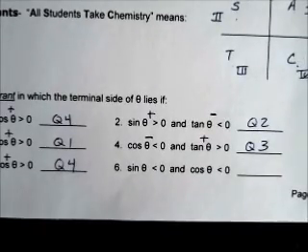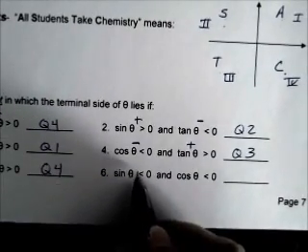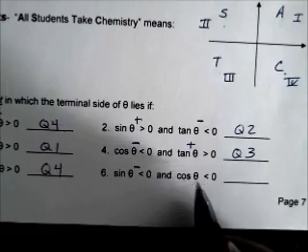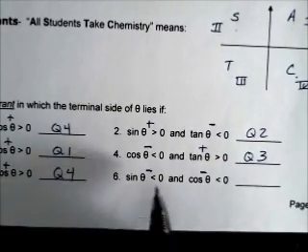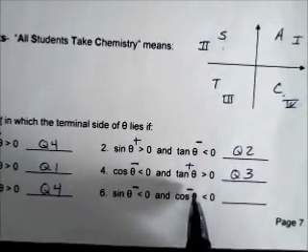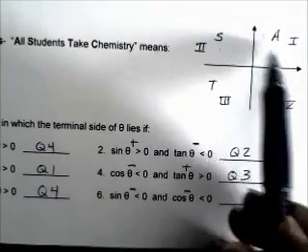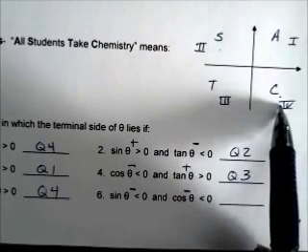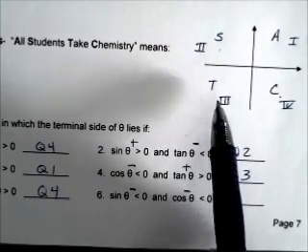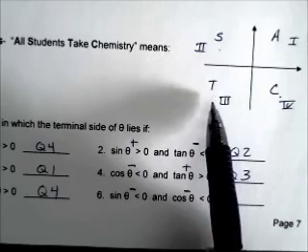And number 6, sine theta is less than 0, sine's negative, and cosine is also less than 0, cosine's negative. So in what quadrant are both sine and cosine negative? Well, they're all positive in 1, sine's positive in 2, cosine's positive in 4, so we have to be in quadrant 3, where sine and cosine are both negative.